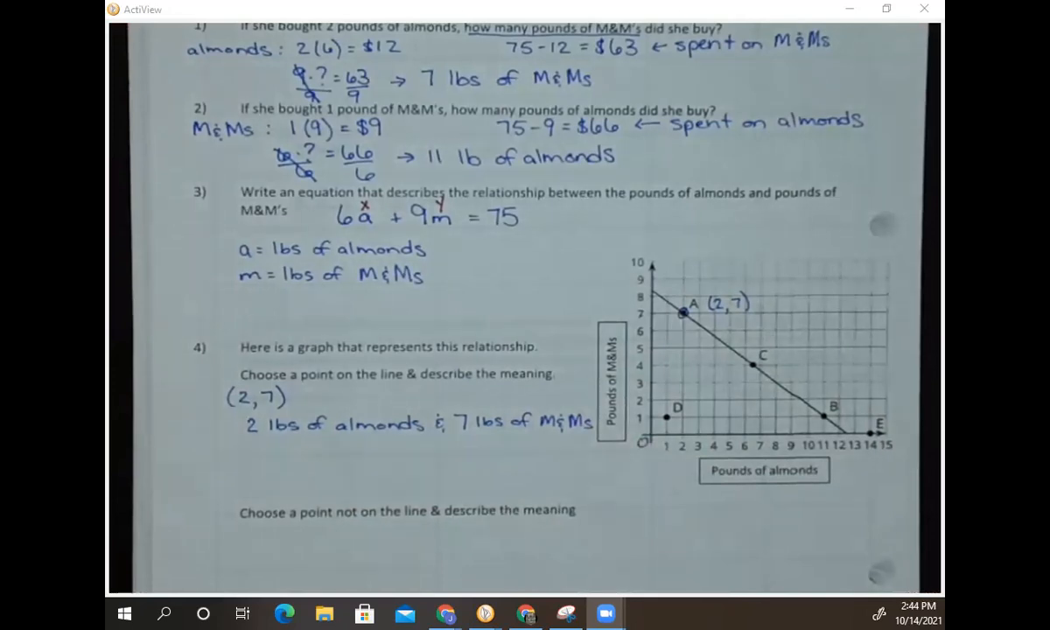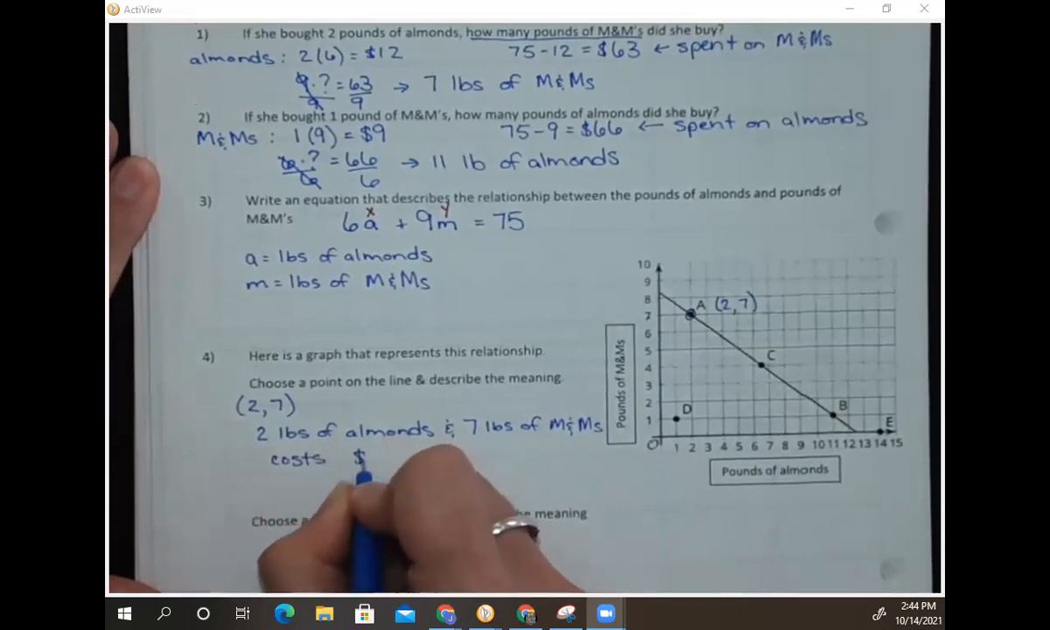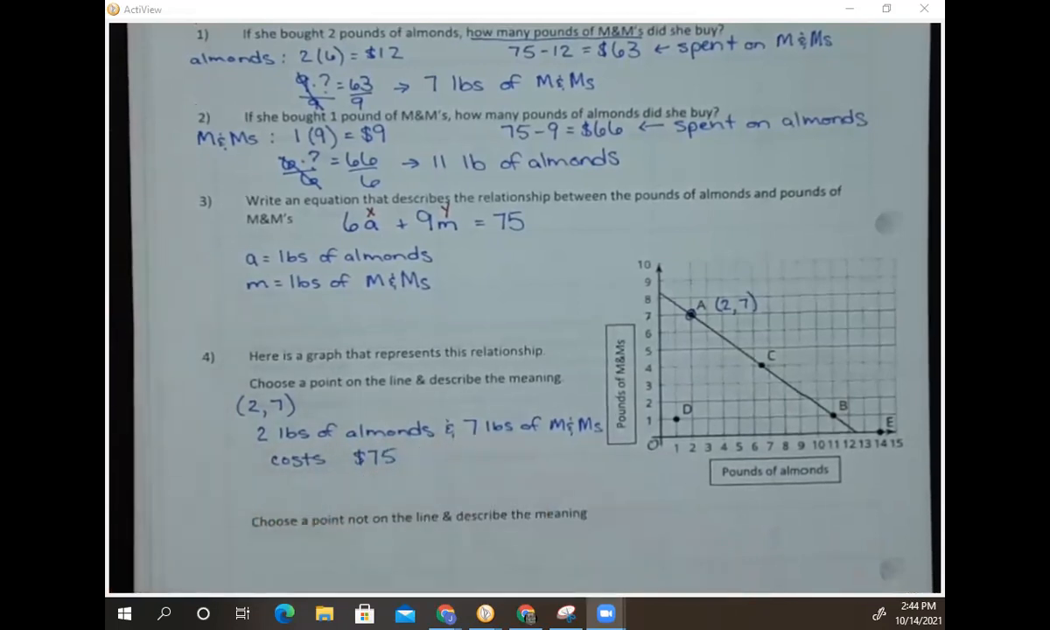There's something special, though, about 2 pounds of almonds and 7 pounds of M&Ms. That point is on the line. Okay, that's important. If it's on the line, I know something about 2 pounds of almonds and 7 pounds of M&Ms. What do I know? I know the cost. Since it's a point on the line, I know that this costs $75. And in fact, any point on the line would be an amount of M&Ms and almonds that cost $75.